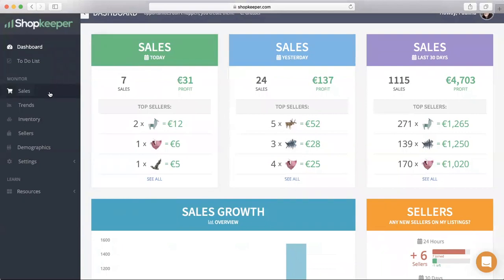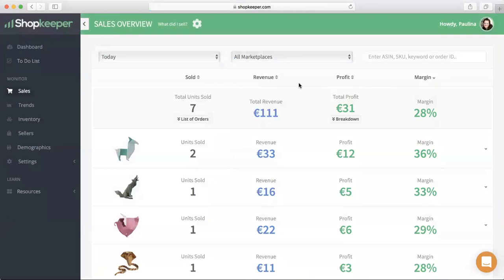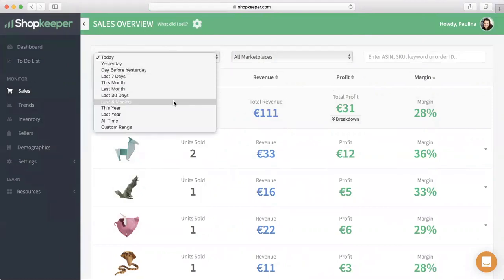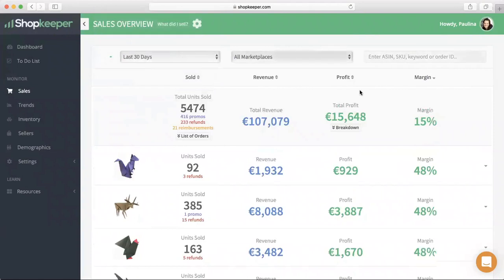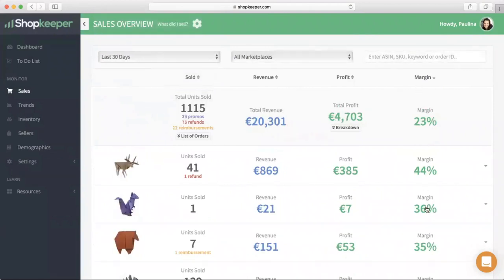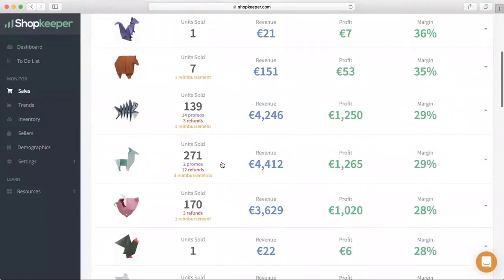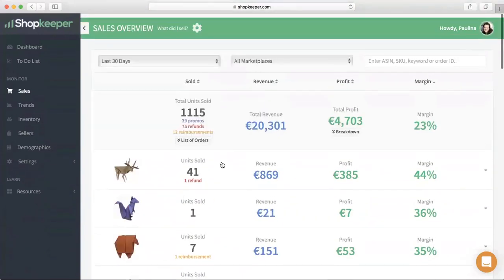So the first thing you could start with, I recommend, is looking at your sales page. And normally in Shopkeeper, everything is sorted by the margin, right? So you could say last 30 days, right? And you will see how it's performing all by the margin. So this product is doing this good, this product is doing this good, and it's all just side by side, all of your products that you're selling.